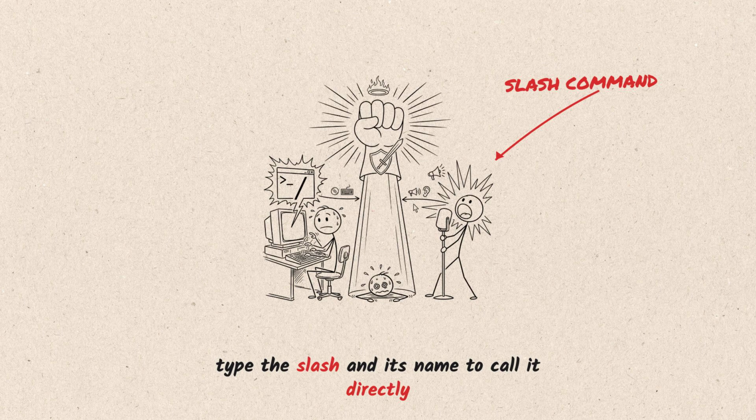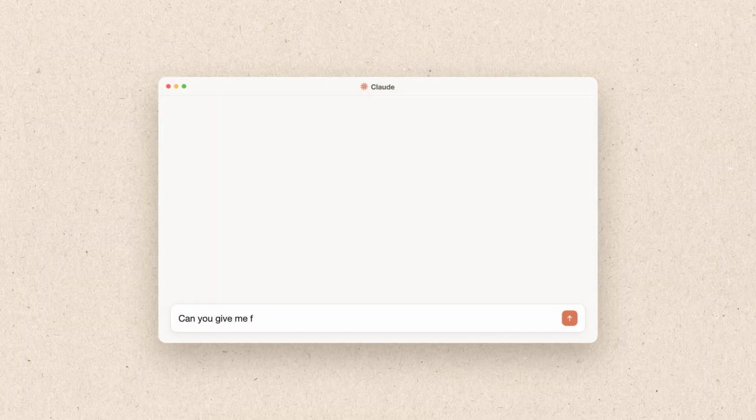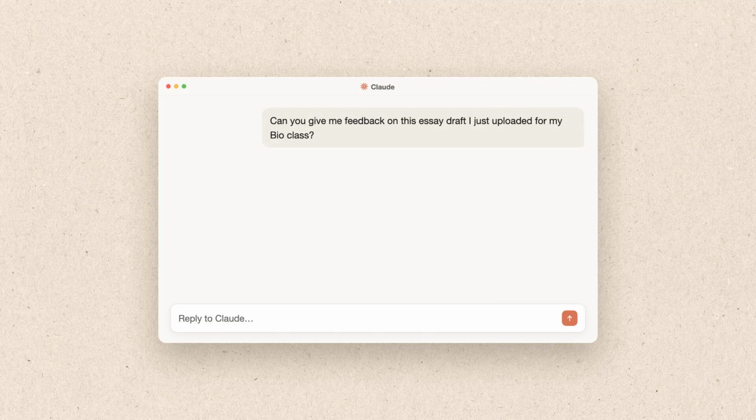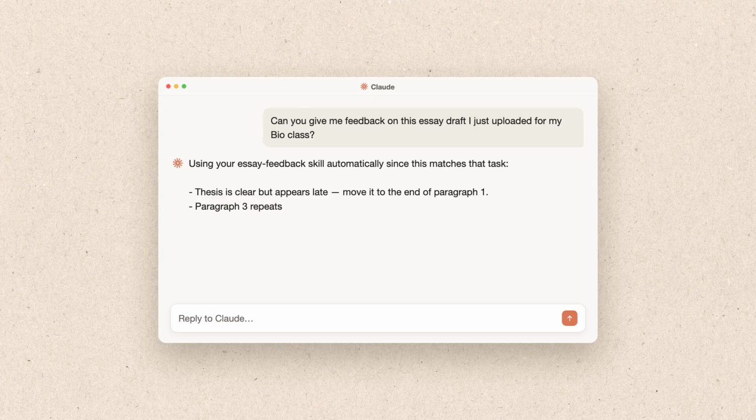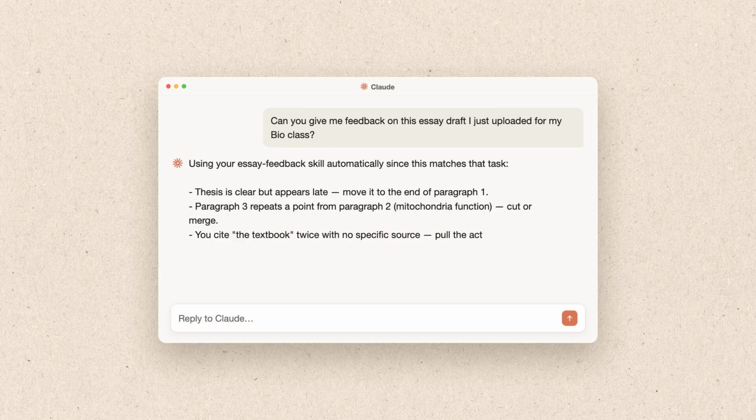Or you don't call it at all. You just describe the task in plain language, and if it fits, Claude reaches for that skill on its own without you naming it. Both ways work. You don't have to remember the slash command every time. Describing what you need is often enough. That's the second brain compounding. Your knowledge base plus your own custom skill, stacked in the same workspace.